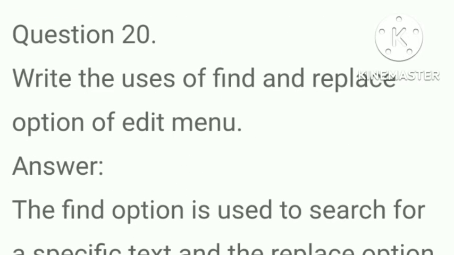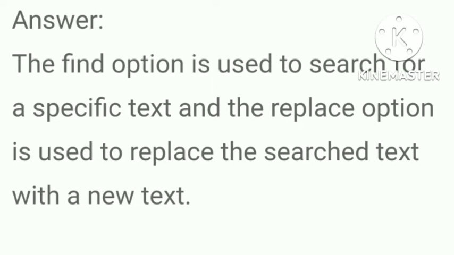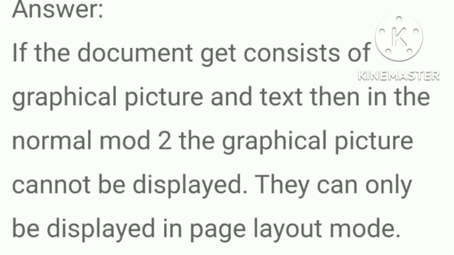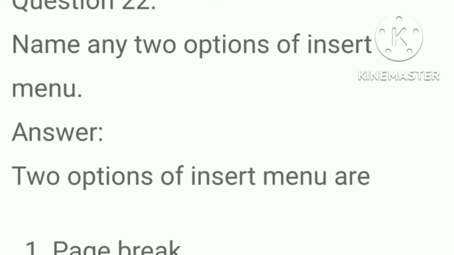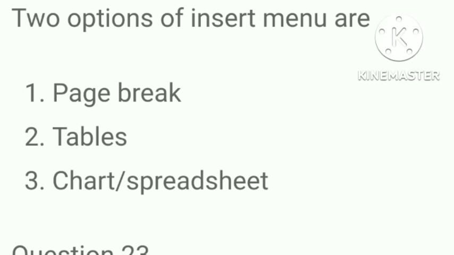Write the uses of find and replace options of edit menu. Answer. The find option is used to search for a specific text, and the replace option is used to replace the search text with a new text. What is the difference between normal view mode and page layout view mode? Answer. If the document consists of graphical picture and text, then it is the normal mode, where the graphical picture cannot be displayed. They can only be displayed in page layout mode. Name any two options of insert menu. Answer. Two options of insert menu are page break, tables, chart or spreadsheet.